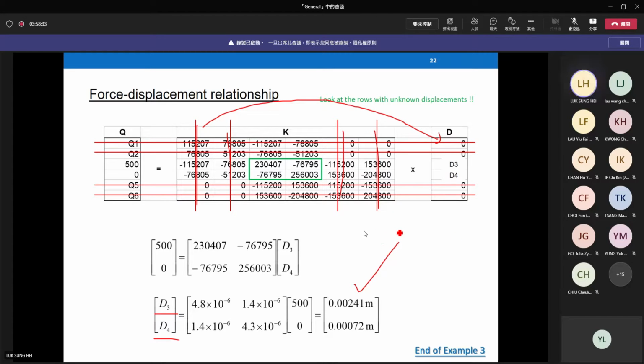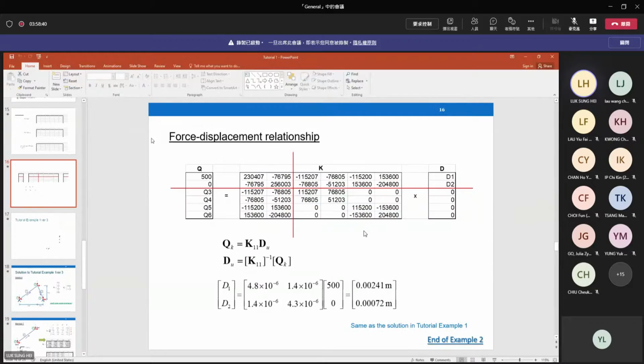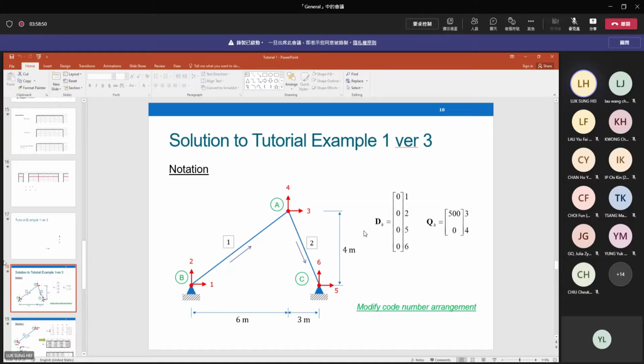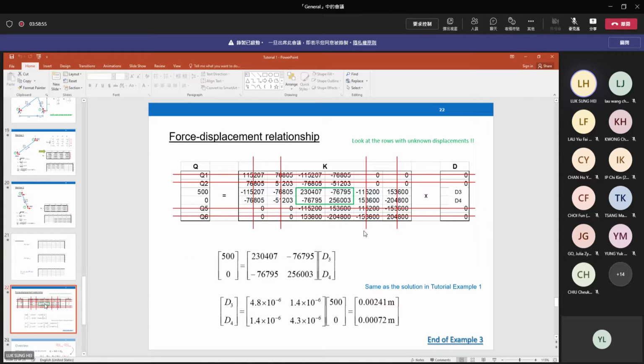If you follow the textbook method, the advantage is that you can see unknown displacement appear on the top few rows. This is version 2. If you assign code number in arbitrary manner, like version 3, you can still solve the problems, but you have to pick the correct elements carefully. Sometimes they appear in the middle, not at the top left-hand corner. But once you identify the correct elements, then you can get the same numbers.